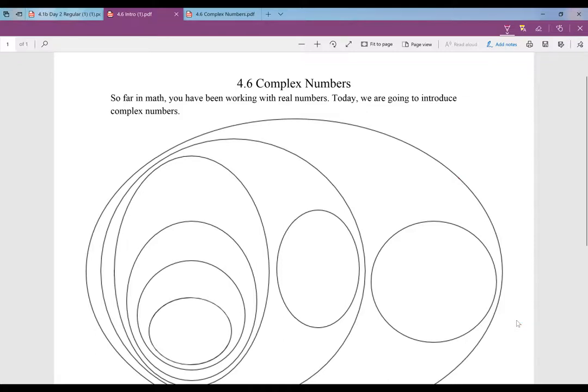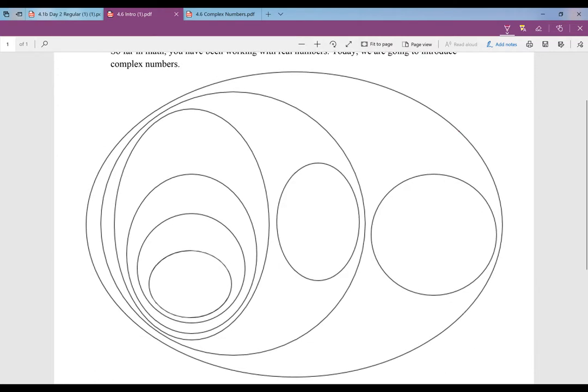All right, so in 4.6, we're going to talk about complex numbers. So far in math, you've mostly been working with real numbers. And let's draw a map of all the numbers that you've learned so far. So the first numbers that you ever learn are your natural numbers. And these are your counting numbers 1, 2, 3, etc. Those are all natural numbers.